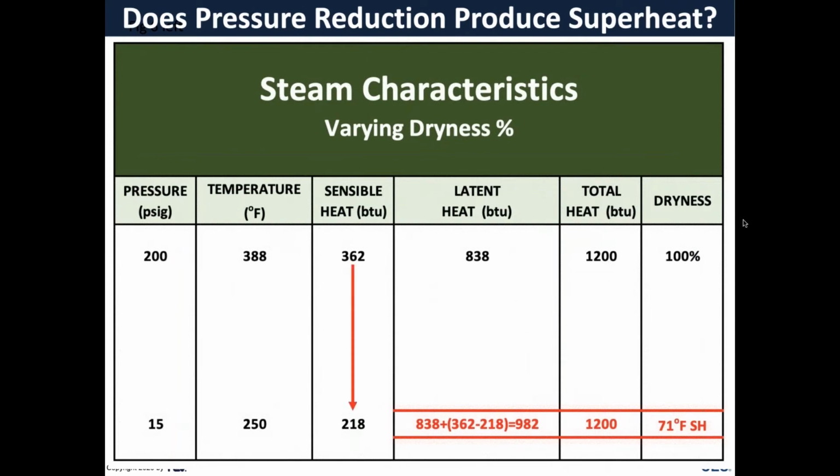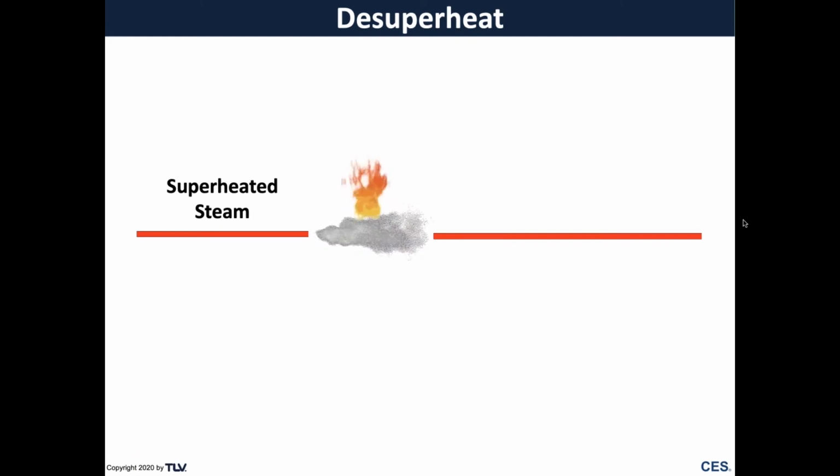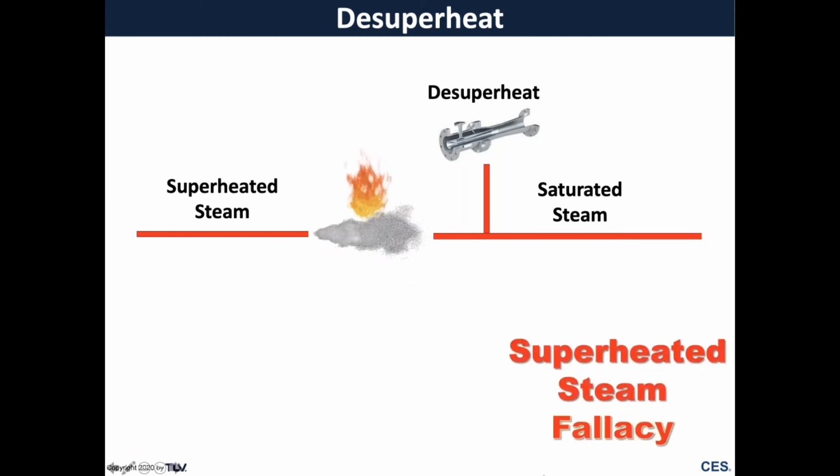The sensible heat at 200 is 362, and at 15 it's 218. Well, the difference is going to cause me to have extra amount of latent heat than I need for saturated steam, and I'm going to get 71 degrees of superheat. So I guess in my design, I got superheated steam. I don't want superheated steam downstream, so I've got to put in a desuperheater so I can get saturated steam. Can't tell you how many times people have told me that, and I just sit there and say, okay, not really. That's a superheated steam fallacy.